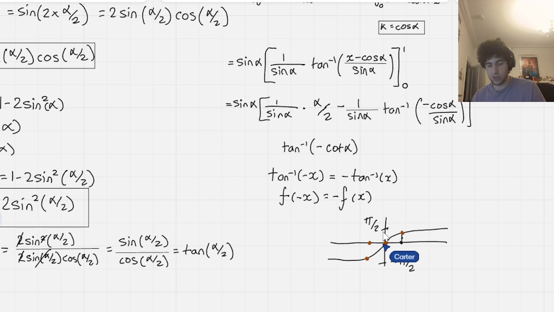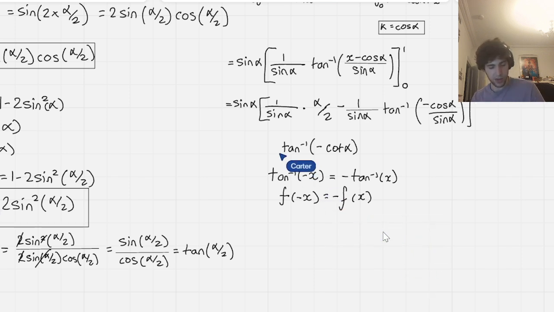But effectively, you can see that that's true just by looking at the graph. So I guess if we have that piece of information, then we can write arctan of minus cot alpha as minus arctan of cot alpha. This still isn't good enough though, but one piece of information that's very useful in general, linking cot and tan, is as follows.